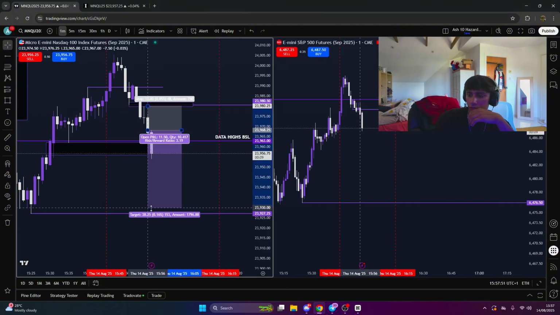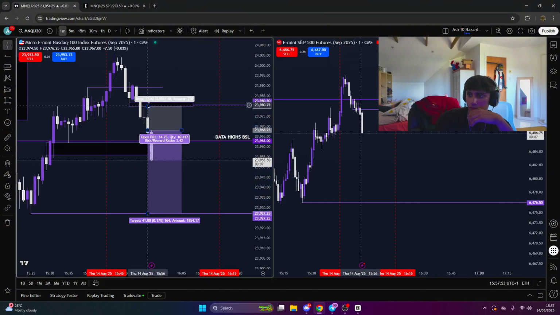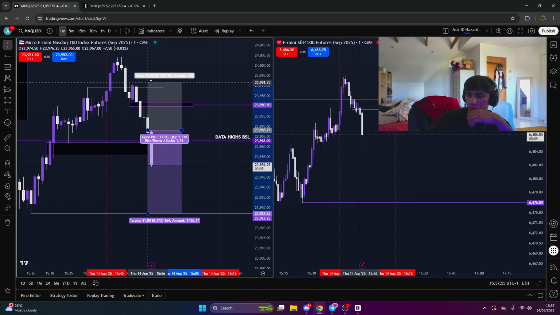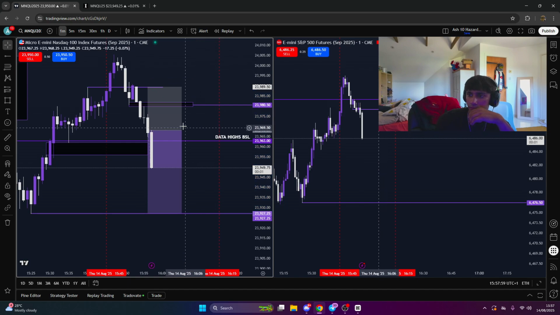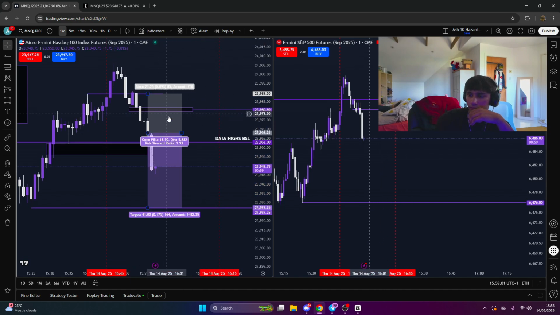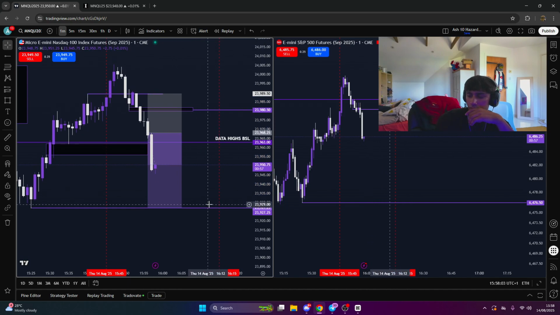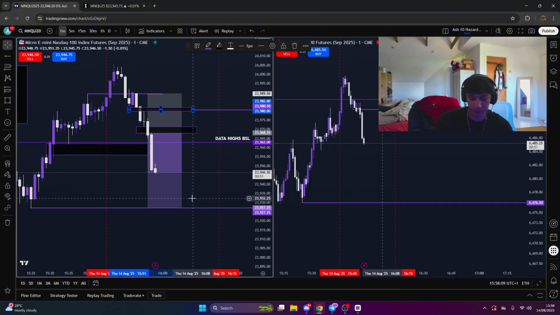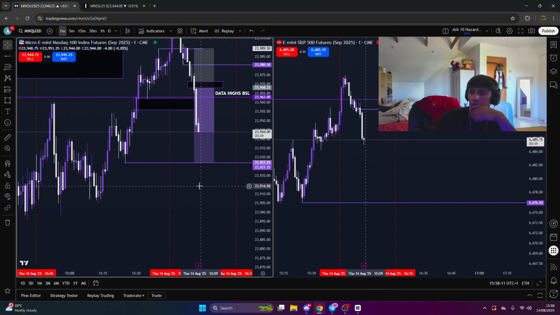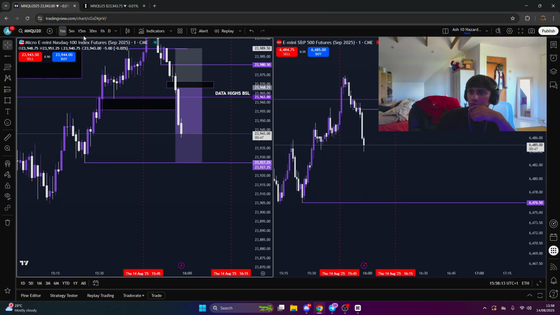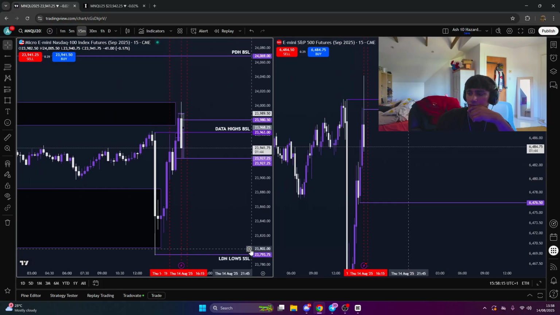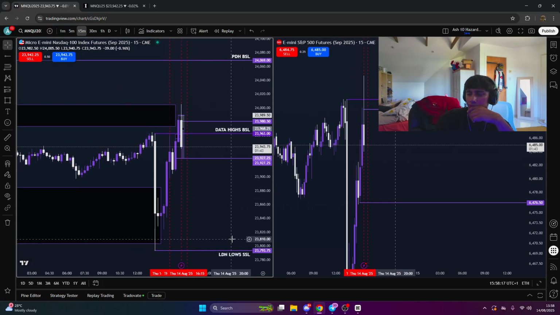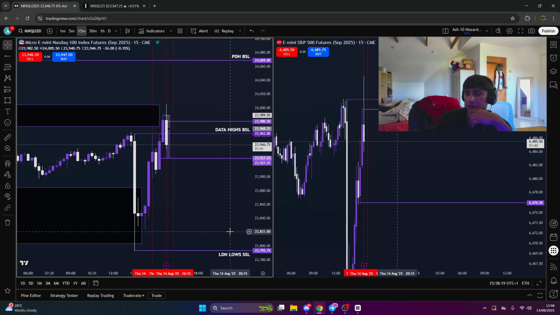Running the stop for, gonna run a 20 handle stop. Yeah, if it takes this point, I'm not taking shorts. 50% of the range.